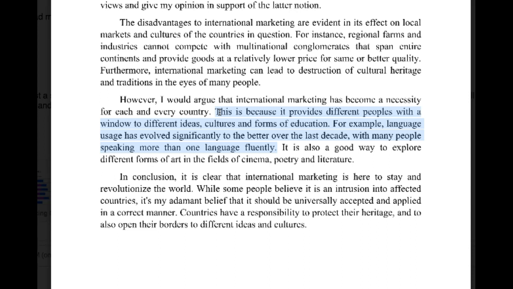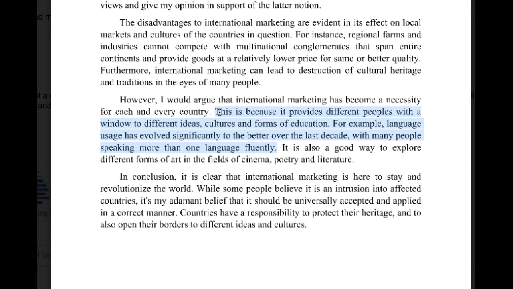For example, you could say something like, since Coca-Cola started advertising in English in Sri Lanka, literacy rates have improved by over 30% annually. Whereas in neighbouring India, the rates are considerably lower. Incidentally, Coca-Cola has never advertised in this country, or whatever. Okay, that was just one very quick example, but these are the types of examples you need to be giving: specific, solid, real-world ones. It is also a good way to explore different forms of art in the fields of cinema, poetry, and literature.